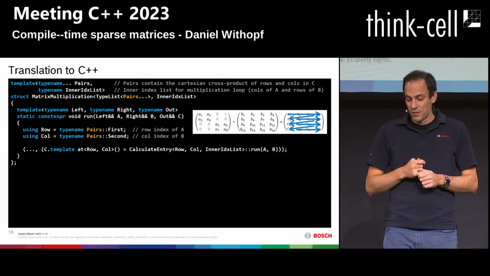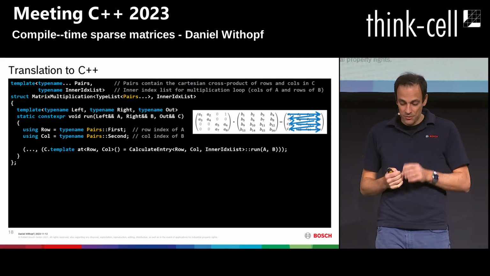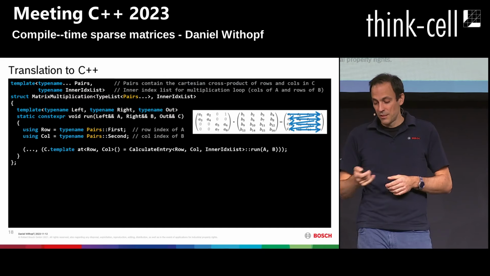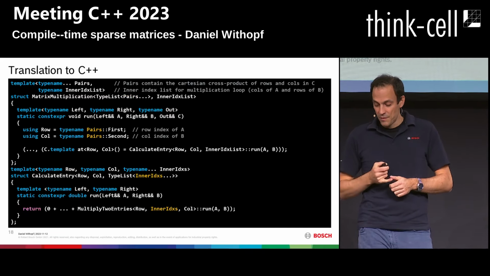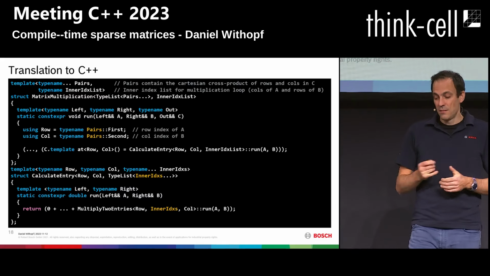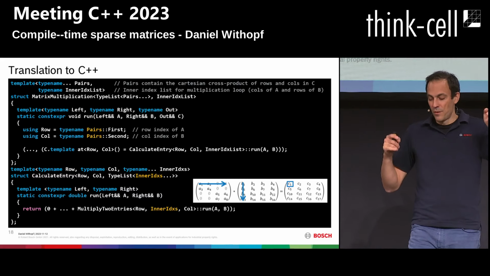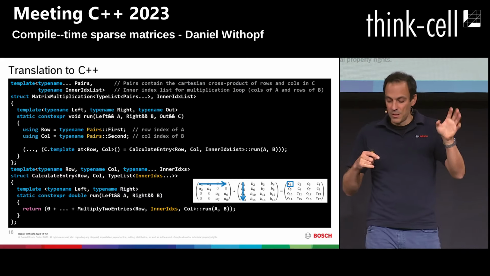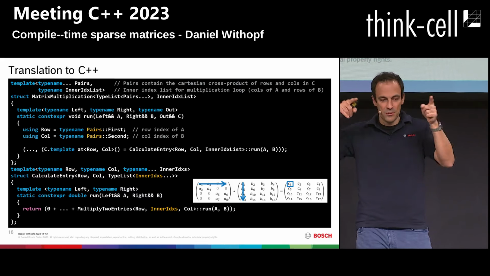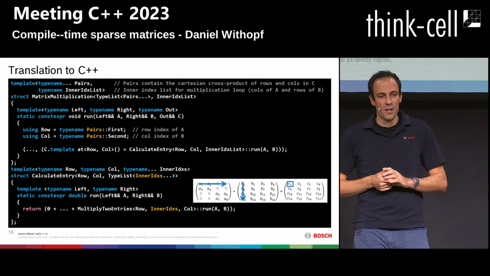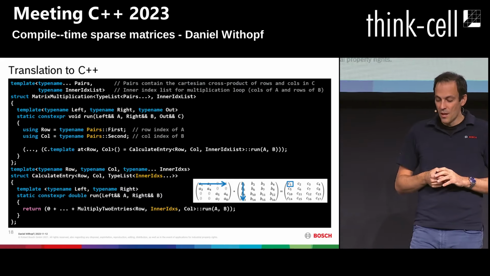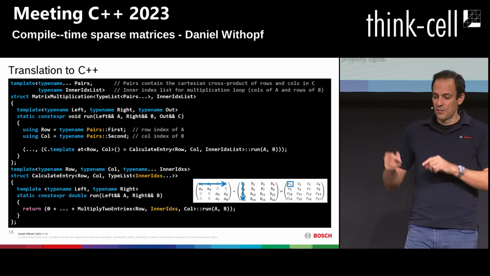And here we are just assigning one entry of the matrix. And what we are assigning is the result of our calculate entry run method helper that we have down here. And this is again another fold expression. And this time we are folding over the columns of the matrix A and rows of matrix B. So this is the multiplication that I showed on the previous slide. So we're just doing a fold expression and adding all the multiplication of the individual entries together.